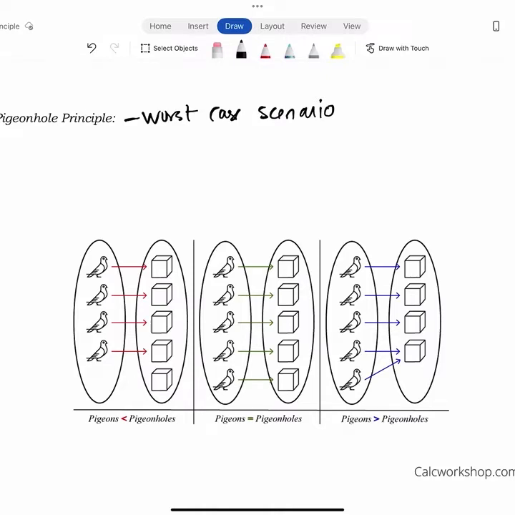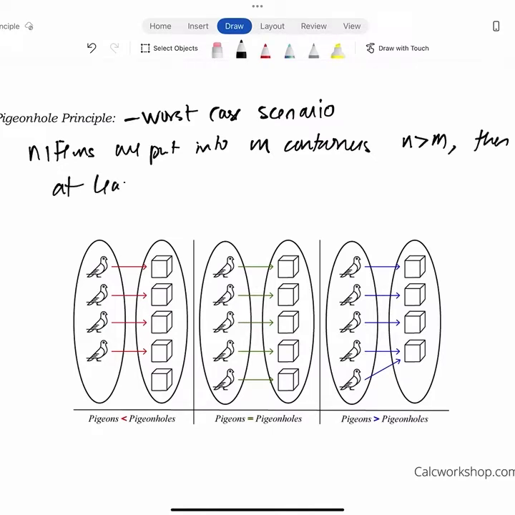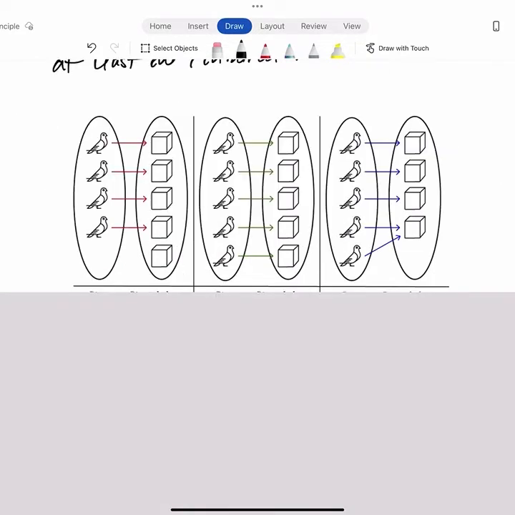And so what the pigeonhole principle says is that if n items are put into m containers, where n is greater than m, then at least one container must have more than one item.